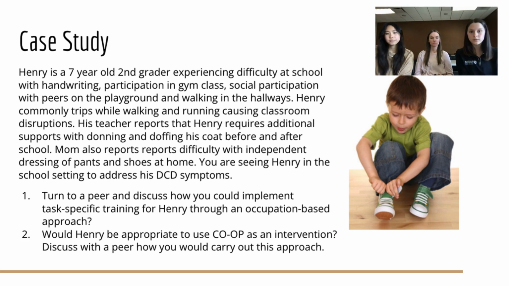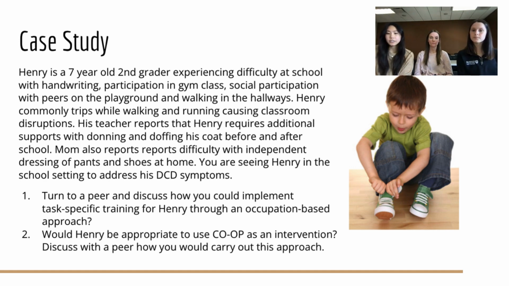So something we could do for task-specific training is just repetitive practice of donning and doffing a coat. We could modify this if it's fine motor needs, having different zipper attachments, practicing with larger clothes until he's ready to increase the challenge to his coat. There's a lot of different things we could do, but you can do a lot of repetitive activities with the different ways of dressing for Henry.